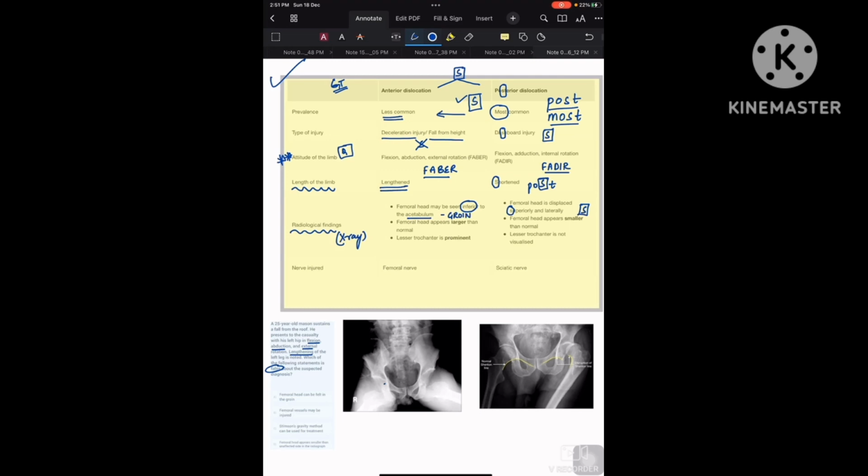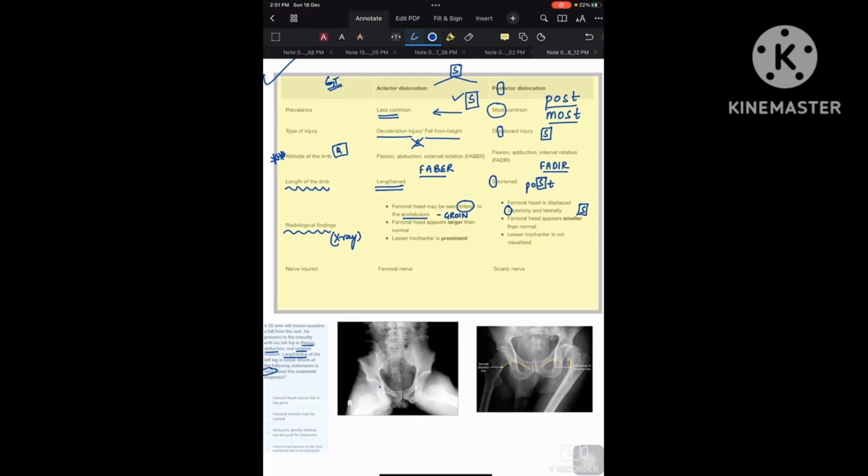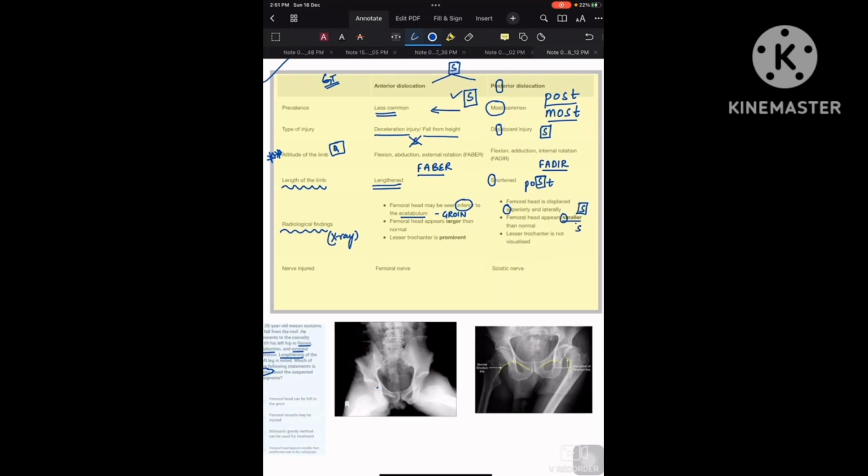Coming to the appearance of the femoral head, it will be smaller, that is S, in the posterior dislocation, whereas larger in the anterior dislocation. Coming to the length of the limb which is affected, it is shortened in posterior and lengthened in anterior dislocation, whereas coming to the lesser trochanter appearance, the lesser trochanter is less visualized.